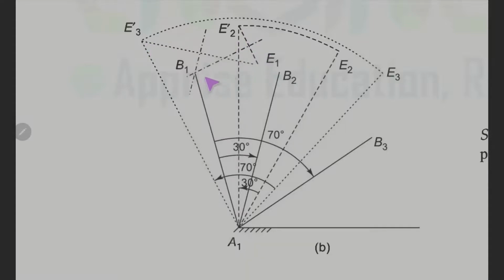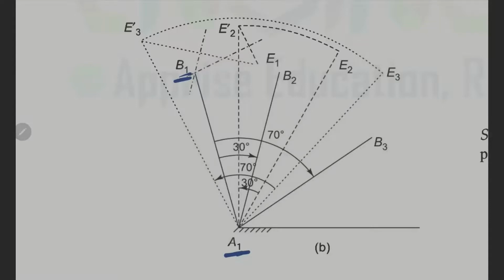So they both intersect, and we know that it lies on both the perpendicular lines. So it has to be at the point of intersection. So thus we have located B1, and we also have fixed our A1. So now we have to proceed and find the other points C1 and D1.